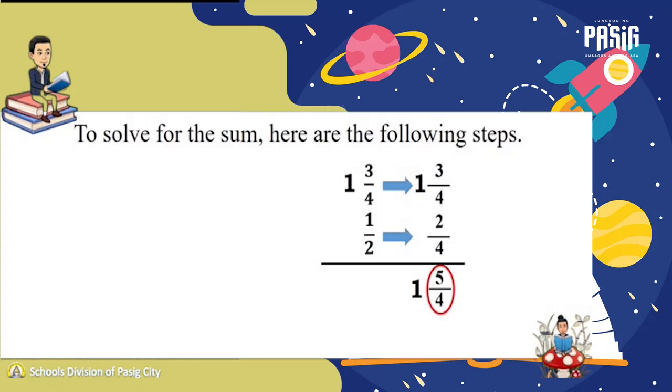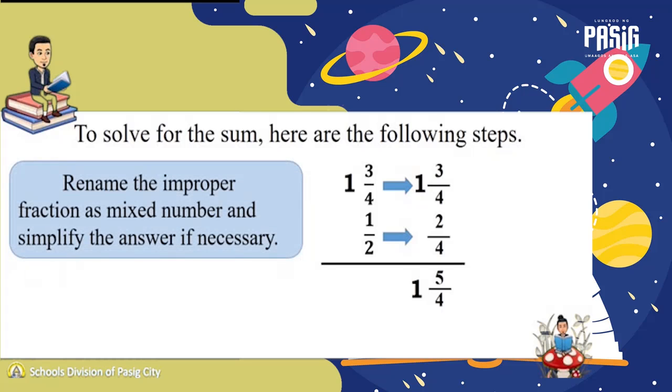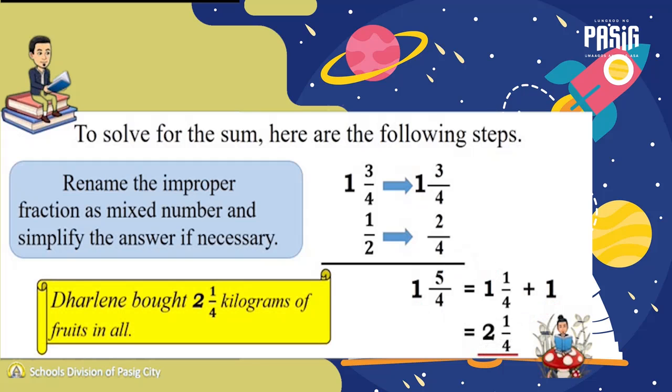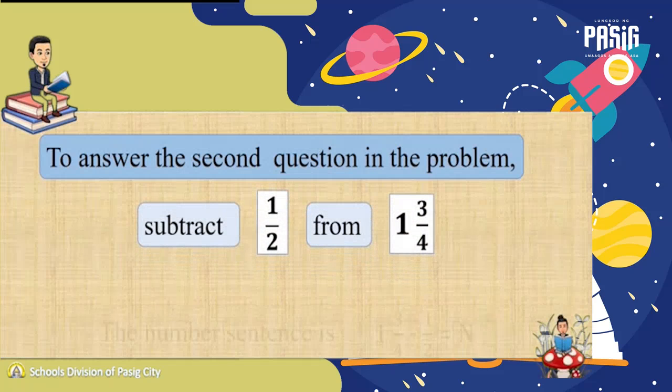5/4 is an improper fraction. So, rename the improper fraction as a mixed number and simplify the answer if necessary. 5/4 can be renamed as 1 and 1/4. Then add the given whole number so that we can have the simplified answer 2 and 1/4. So the answer is, Darlene bought 2 and 1/4 kilograms of fruits in all. To answer the second question in the problem, subtract 1/2 from 1 and 3/4.